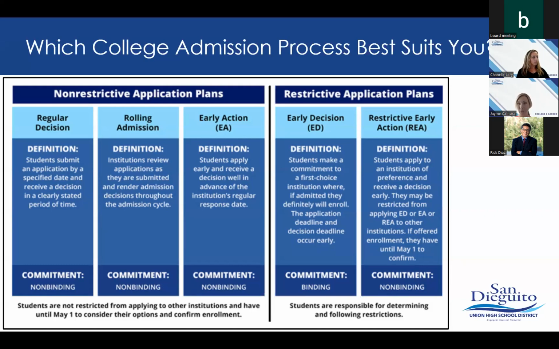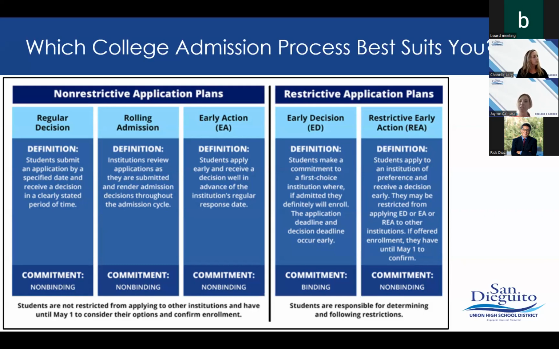So early decision, which we're going into, is where students are making a commitment to apply to a first choice institution, where if they are admitted, they will attend. So they know, if I'm going to apply early decision, I've made the decision to attend that campus.